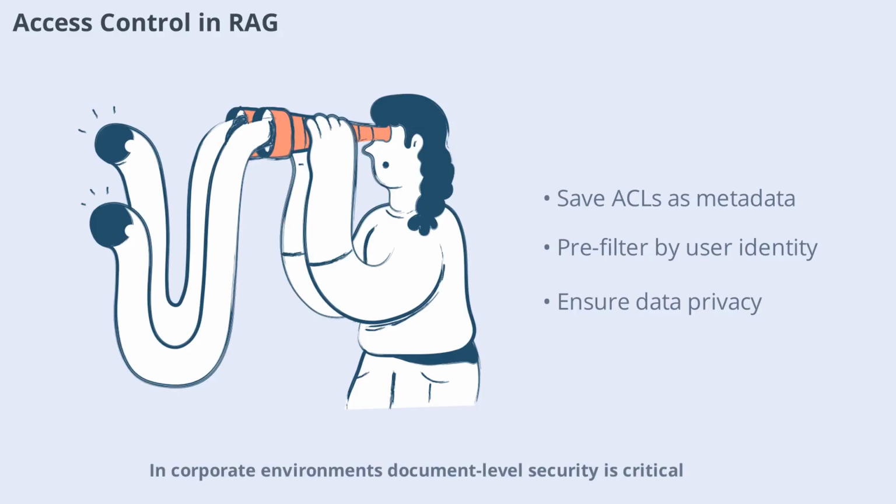In corporate environments, document-level security is critical. When indexing documents, save user access control lists, ACLs, as metadata alongside each chunk. When a user submits a query, their verified identity tokens are used to pre-filter results, ensuring users only access data they're cleared to view. This explicit filtering maintains privacy and compliance within your RAG system.